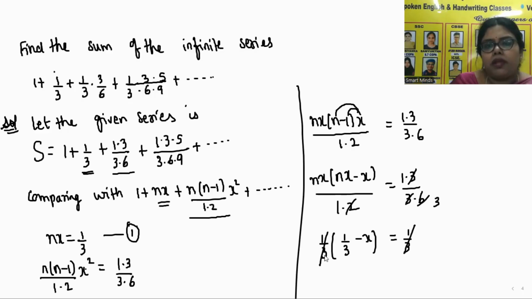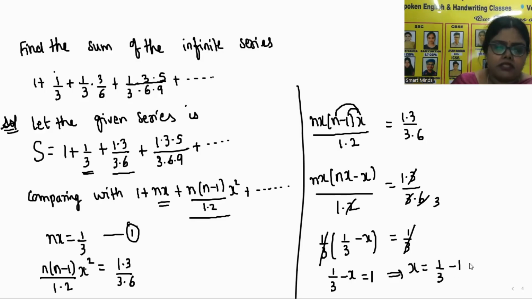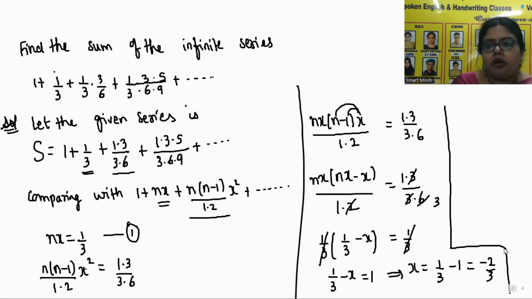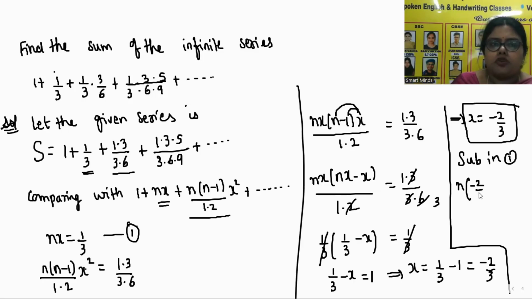Now 1 by 3 gets cancelled. 1 by 3 minus x is 1. So x is equal to 1 by 3 minus 1, that is minus 2 by 3. So over here you got the value of x. So x equals minus 2 by 3. Now substitute this x value in equation number 1 and you will get the n value. So n into minus 2 by 3 equals 1 by 3. 3 cancels. n is equal to minus 1 by 2. So you got both the x value and the n value.